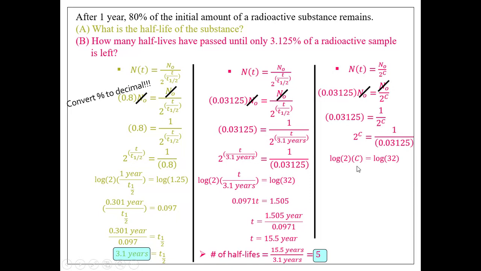Well, to get C by itself, you just divide log of 2 on both sides. So that's what I did. I just moved log of 2 to the bottom right. So you punch log 32 divided by log 2 on your calculator. That will give you a 5. So therefore, it takes 5 cycles to reduce the original percent, or 100%, down to just 3.125%.